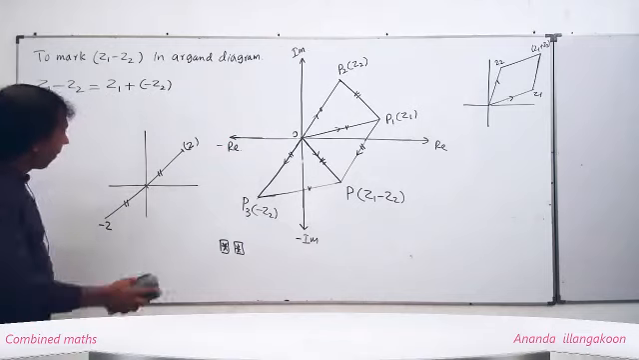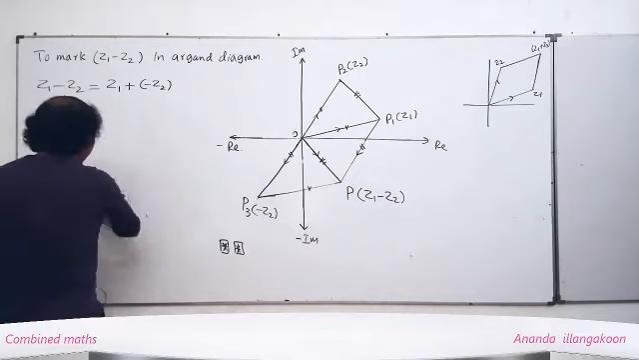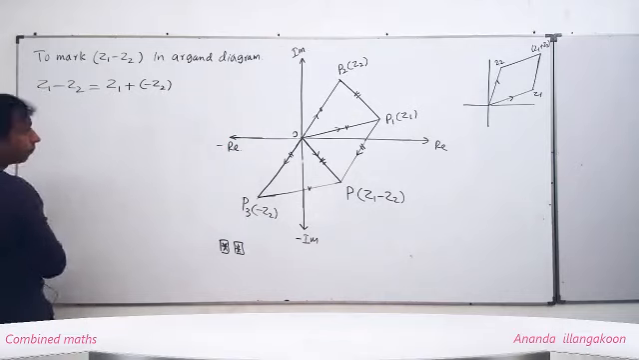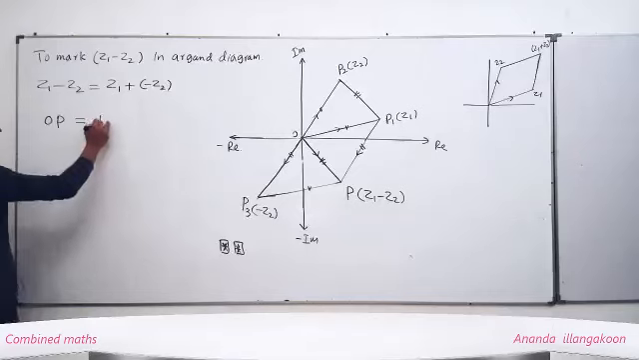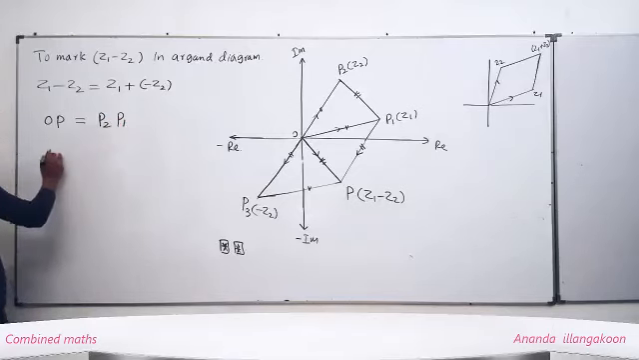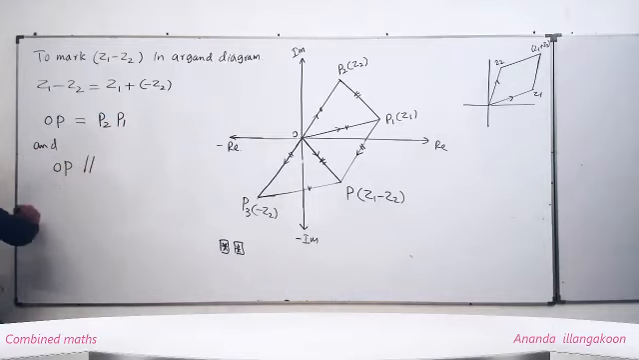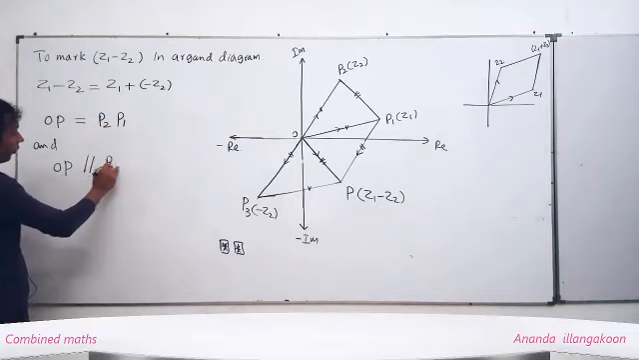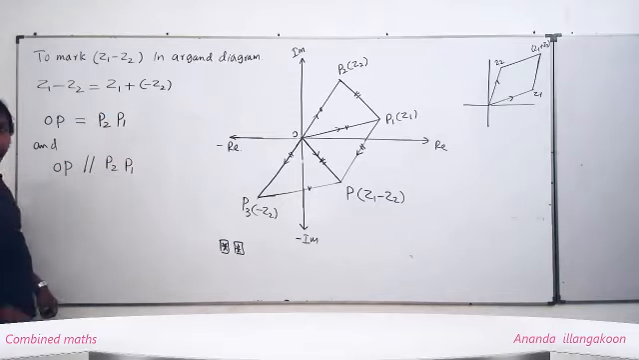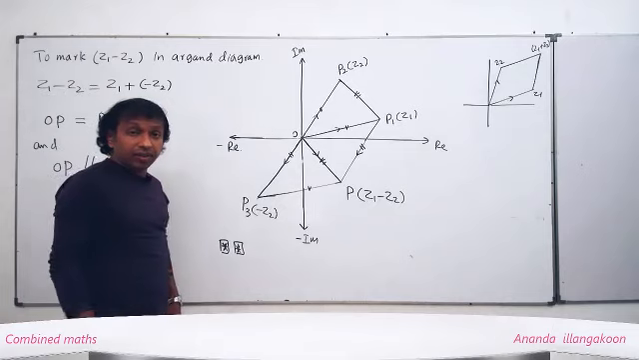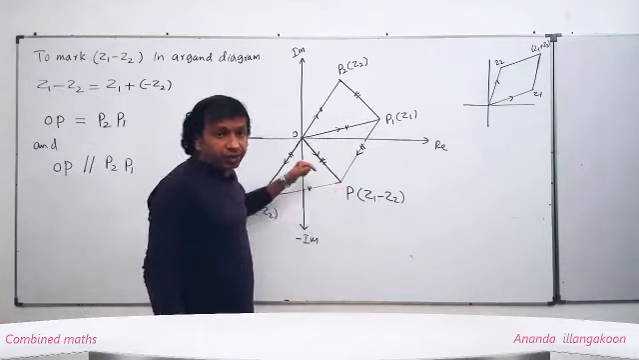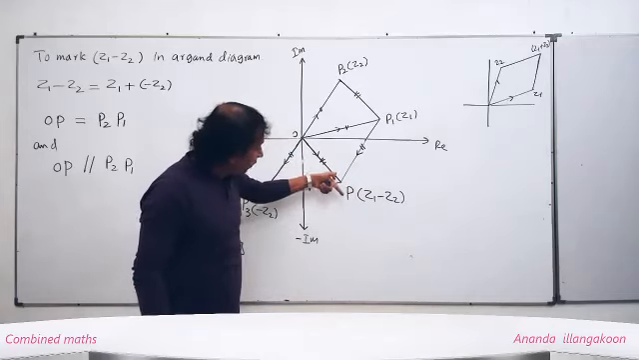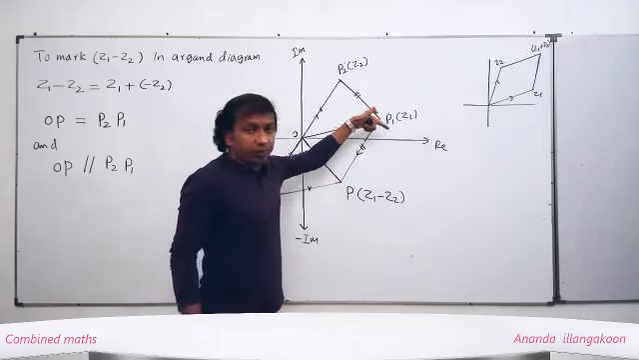Therefore, OP is equal to P2P1 and OP is parallel to P2P1. Correct, no? And now people, these two line segments, OP and P2P1. See the direction I am moving, O to P, this direction, and P2 to P1, the same direction.